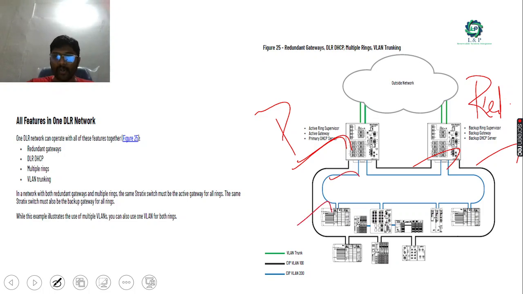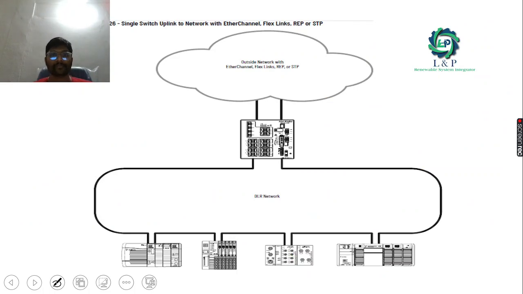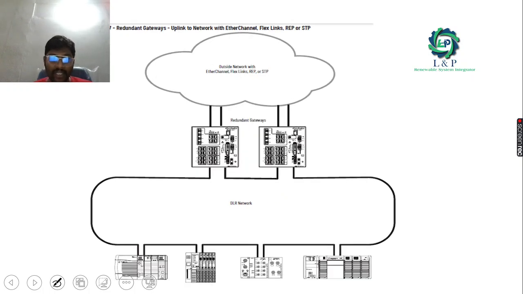Also, as you can see here, we have a VLAN trunk, a separate VLAN trunk here, and the CIP VLAN ID is also here. So a single switch uplinks to the network with EtherChannel, FlexLink, REP and STP, and the redundant gateways can also uplink to the network, if you connect in a proper way.